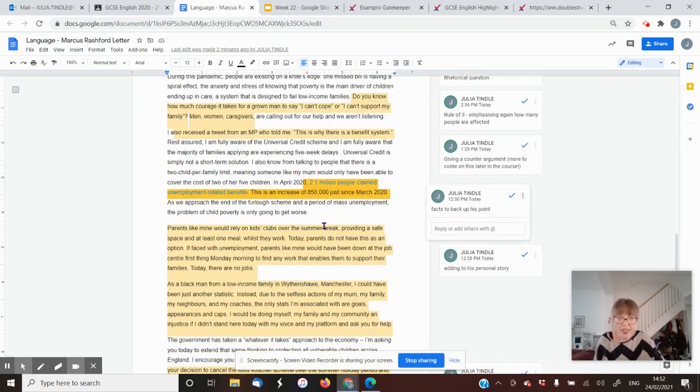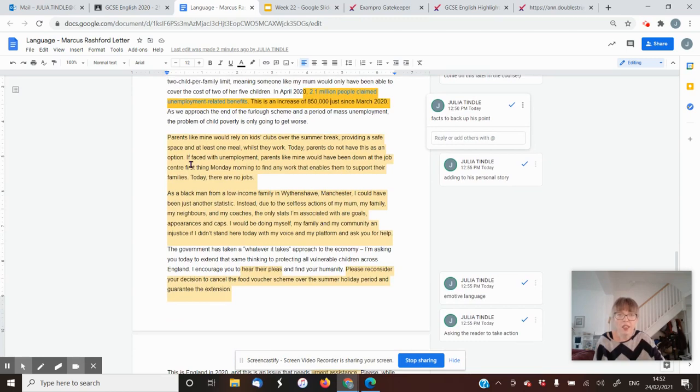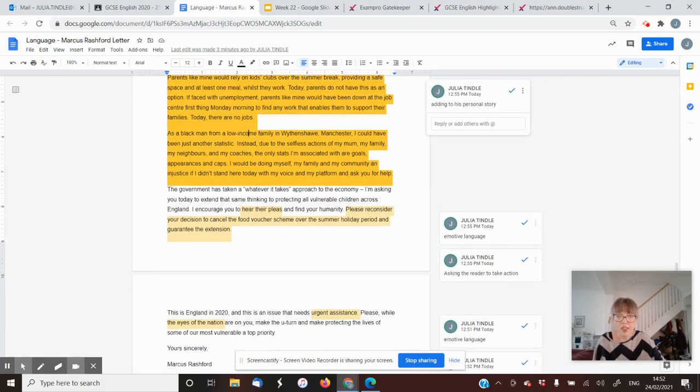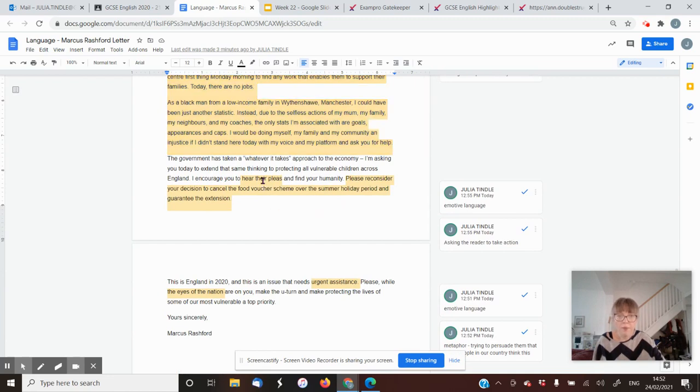And again, more facts to back up his points. And then another couple of paragraphs adding to his own personal story and why he's here writing this letter. And then there's some nice emotive language. So I encourage you to hear there, please. And then again, asking the reader to take action. Please reconsider your decision to cancel the food voucher system.